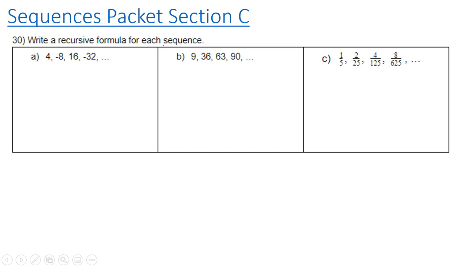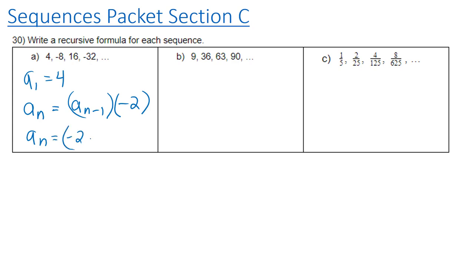Okay, we have to write a recursive formula now. So now we have to make the formula. Well, it's easy to start. A sub 1 equals 4. And then let's figure out what the pattern is. It looks like multiplying by -2. Okay, great. So if I want to know the current term, that's the previous term times -2. And most people will write it this way instead. So I'll erase that.